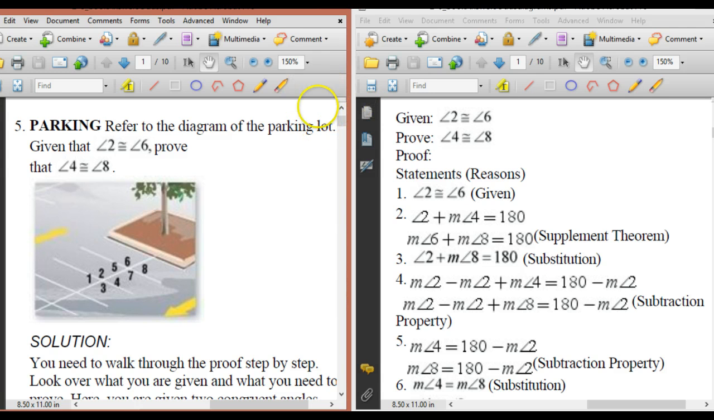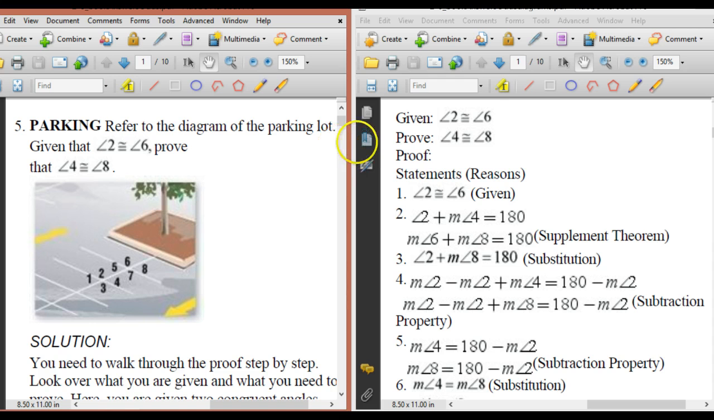It's always good to start off with some given information. So angle 2 is congruent to angle 6. That is given. That's our reason. From here we can also make some true statements based off of linear pairs. We know that 2 and 4 form a linear pair, so they'll be supplementary by the supplements theorem. Also 6 and 8. So we can say that the measure of angle 2 plus the measure of angle 4 equals 180, and the measure of angle 6 plus the measure of angle 8 equals 180. And that's the supplements theorem. Linear pairs are supplementary.